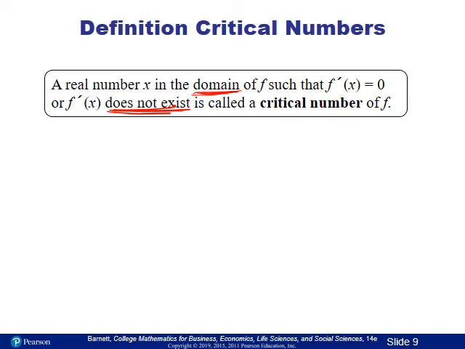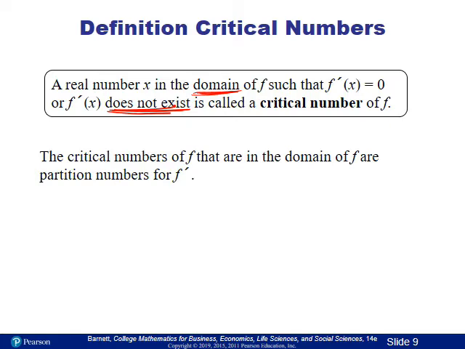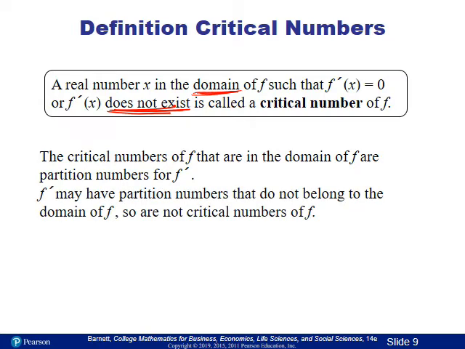And if it exists in the domain of f, right? So the critical numbers of f that are in the domain of f are partition numbers for f dash. We can also call them partition numbers, but not all partition numbers can be critical numbers, because they should be in the domain of f. What does it mean? We can discuss it later. F dash may have partition numbers that do not belong to the domain of f, so they are not critical numbers.